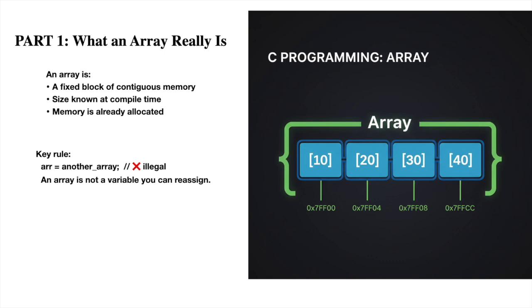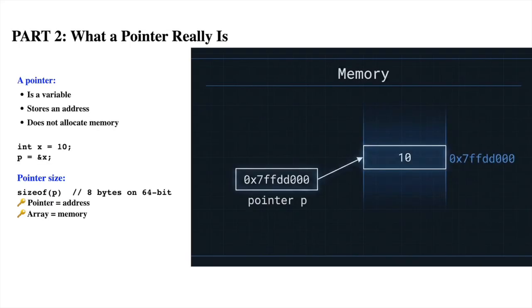So what are the key rules for an array? The name of an array is just an address. That's why you cannot assign another address to it. If ARR is 100 and another array is 200, then 100 equals 200 does not make any sense.